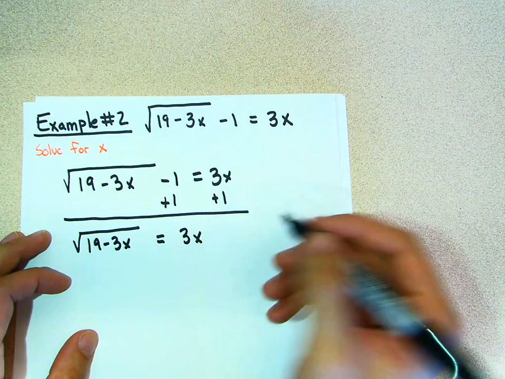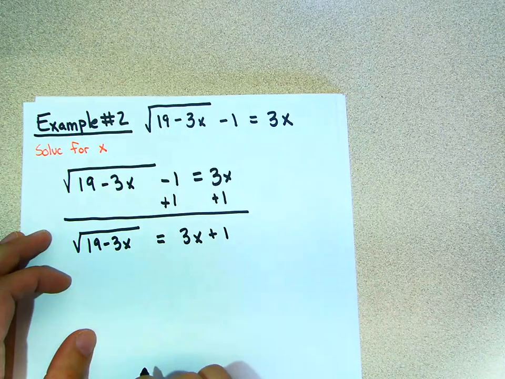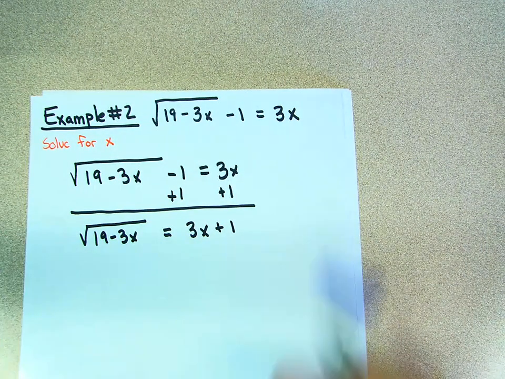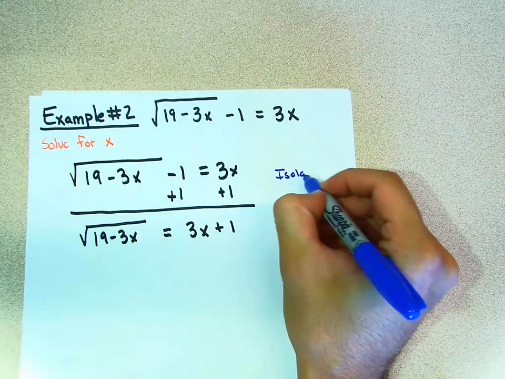Can I add these two? Of course not. They're not like terms, plus 1. Okay? So the first move is isolate radical.